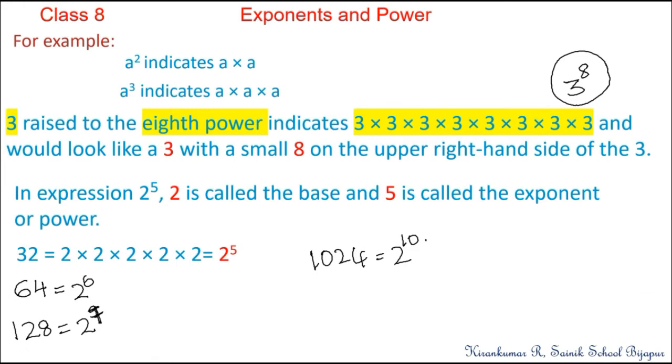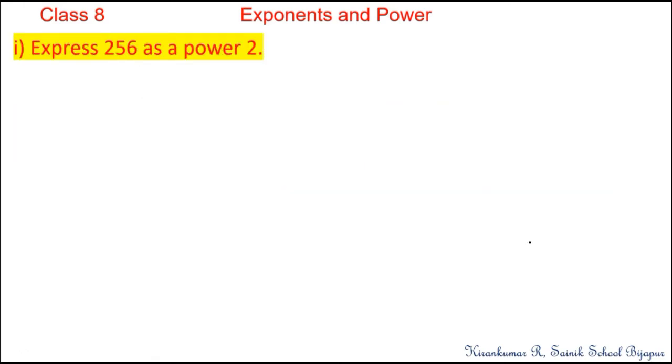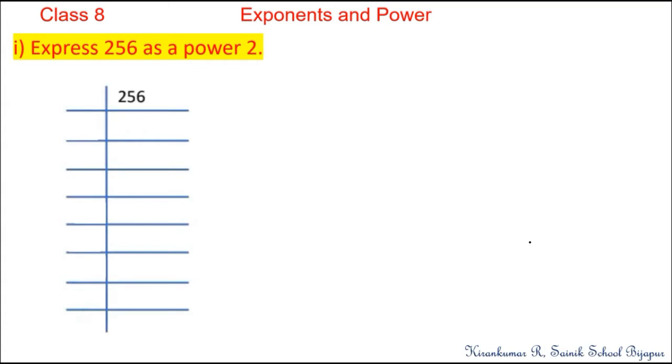Now let's solve a question. Express 256 as a power of 2. To know how to write it as a power of 2, we need to find the prime factors. For that, let us follow the prime factorization method. So 256, I have to do prime factorization. When we divide by 2, 2 times 128 is 256. 2 times 64 is 128.